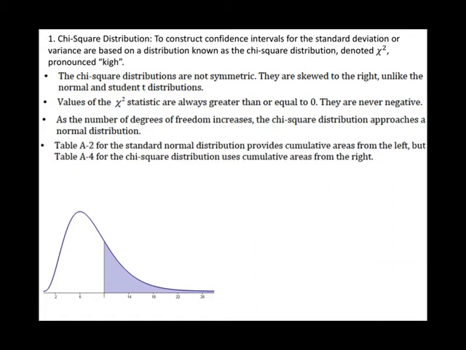For this session, we may want to use a table to find the critical values. For the chi-square distribution, we call this Table A4. Table A4 uses the cumulative area from the right, just like this picture. When we're looking at the table, we're always finding the area from the right to the left.